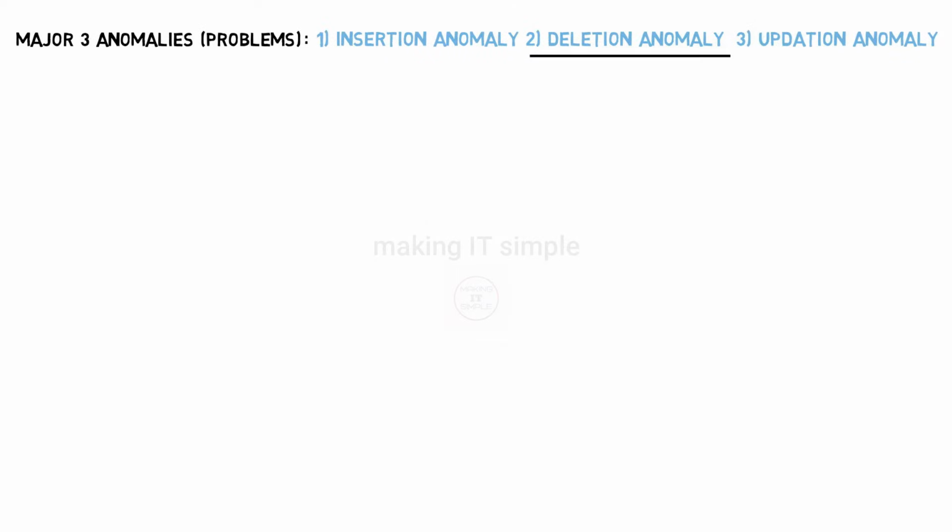Now let us see the deletion anomaly. We will consider the previous table of employee.